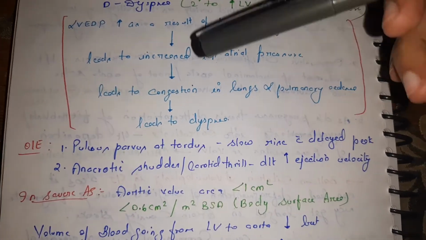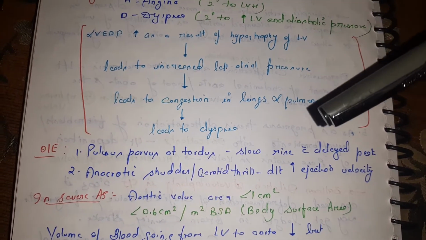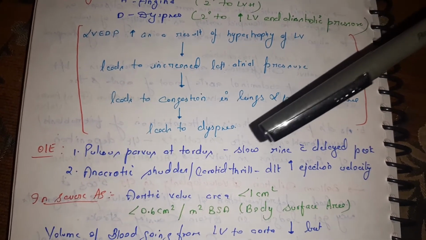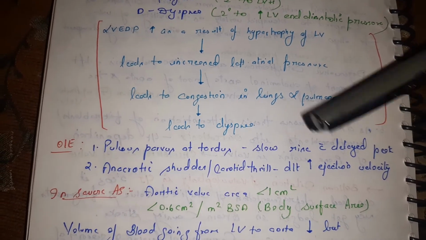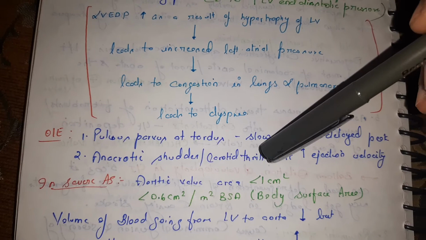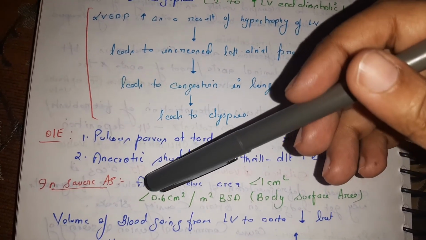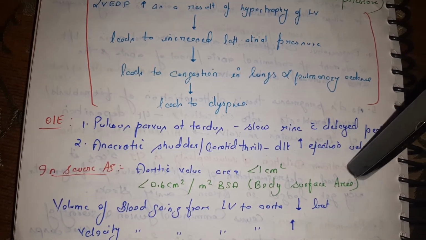So on examination we can see the pulsus parvus et tardus, that is the slow rise with delayed peak, anacrotic shudder, and carotid thrill due to increase in ejection velocity, right? In severe aortic stenosis, the aortic valve area is less than 1 centimeter square and less than 0.6 centimeter square per body surface area.